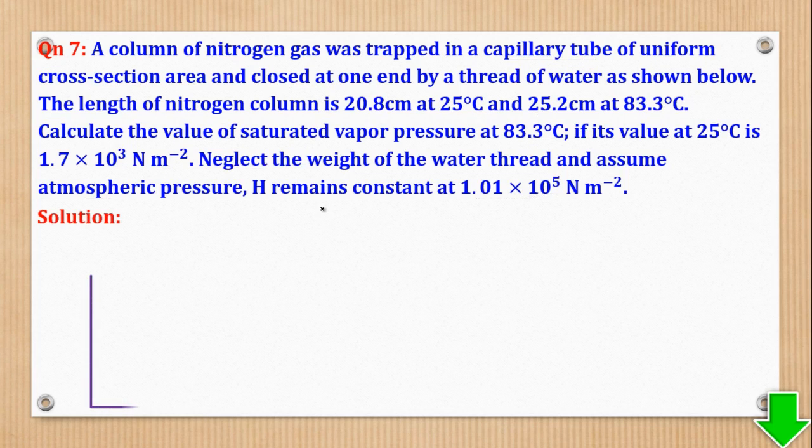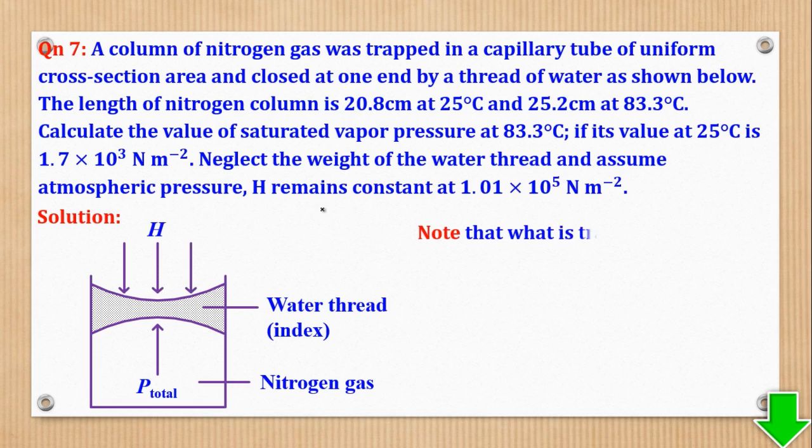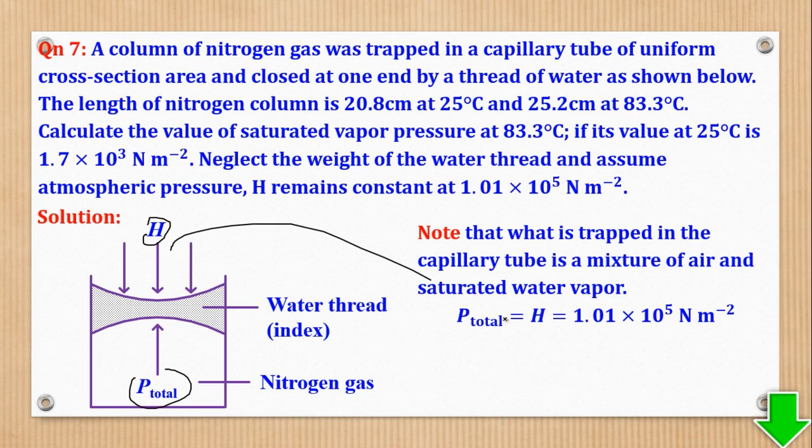So we shall still make a sketch, but this time it will be vertical. Previously the tube was horizontal, but now it will be upright. That will be the water thread, nitrogen gas, it has P total, and there is atmospheric pressure. So what is trapped in the capillary tube is a mixture of air and saturated water vapor. So at equilibrium, this is equal to this. That's where I get this from.